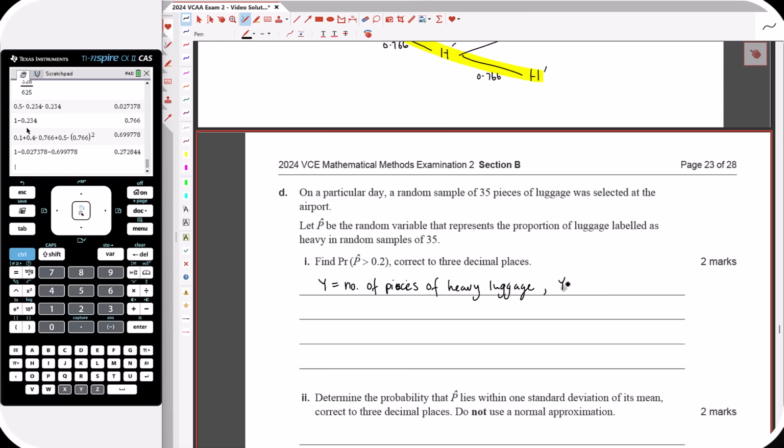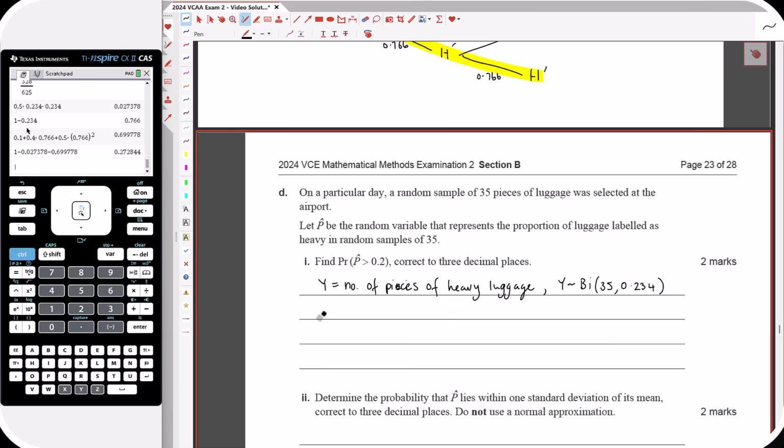Okay, so Y is a binomial variable. P hat can't be binomial, but Y can be. So the proportion can't be binomial, but the number of can be. So it's binomial where N is 35, we're checking 35 pieces of luggage, and the probability of that piece of luggage being heavy is 0.234.